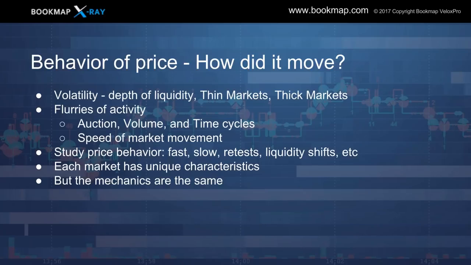Okay, looking for flurries of activity within the auction or the volume, or within time cycles like the S&P cash open, or in the NASDAQ as well. Start to understand the speed of the markets. How quickly is that occurring? Or was it a slow movement that took place? It's going to give a lot of insight to some of these basic mechanics. The fast, slow, retest, liquidity shifts, etc. Each market has its own unique characteristics, but these basic mechanics are all the same.